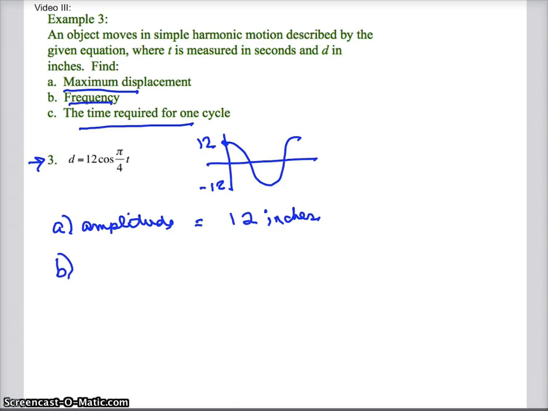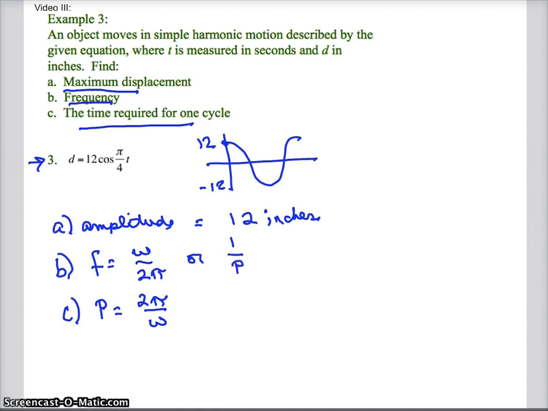Frequency, remember, has to do with the number of cycles per unit of time. So if frequency is the number of cycles per unit of time, our period would be the amount of time per cycle. We learned that period and frequency are reciprocals of one another. So if the period is 2 pi divided by omega, then the frequency is omega divided by 2 pi, or 1 divided by the period.